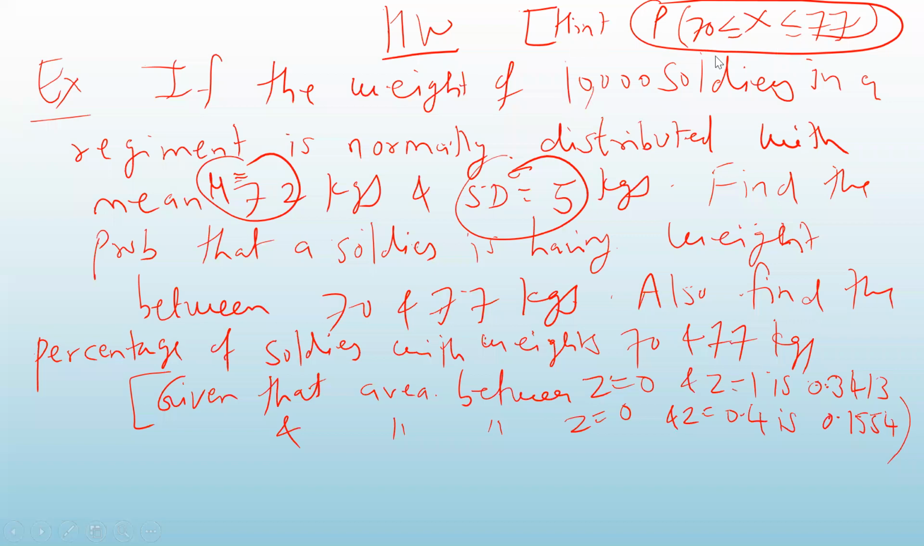After you have calculated the probability, how to find out the percentage of soldiers having that weight between 70 and 77 kgs. To find the percentage, multiply the probability which you will get here by 100. Okay, that's all. Multiply the probability by 100 to get the answer for the second one. Find the percentage. So do this problem as a practice. So here we have completed the normal distribution, and with this we have completed the syllabus. So thank you all.